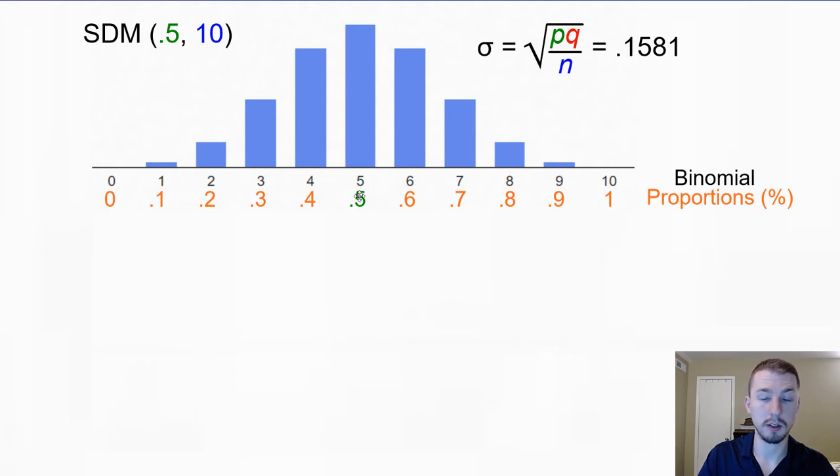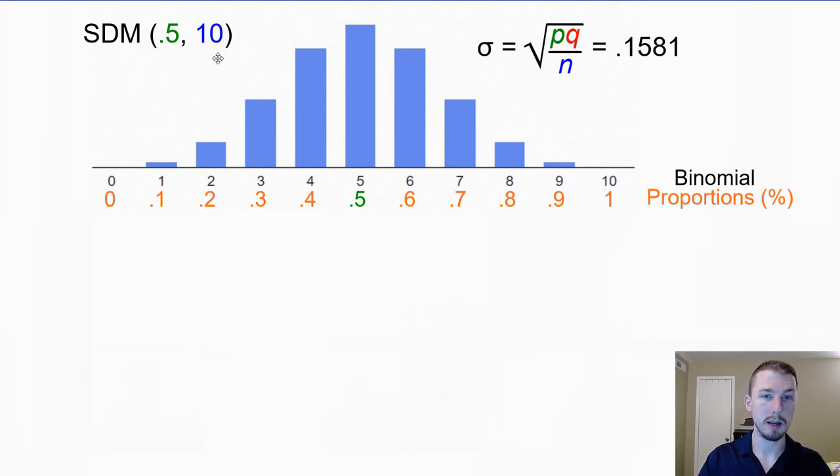So 50% heads would be this bin here for our histogram. 60% heads would be 6 out of 10. 70% would be 7 out of 10, etc., etc. All right, now what happens as I increase the sample size? So this would be basically a sampling distribution model centered at 50% with n equal to 10. So these are samples of 10 with a probability of 50-50.